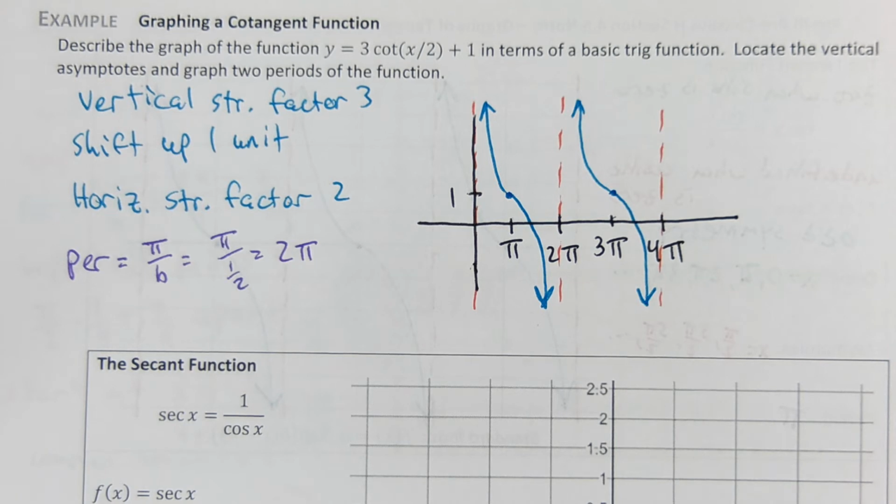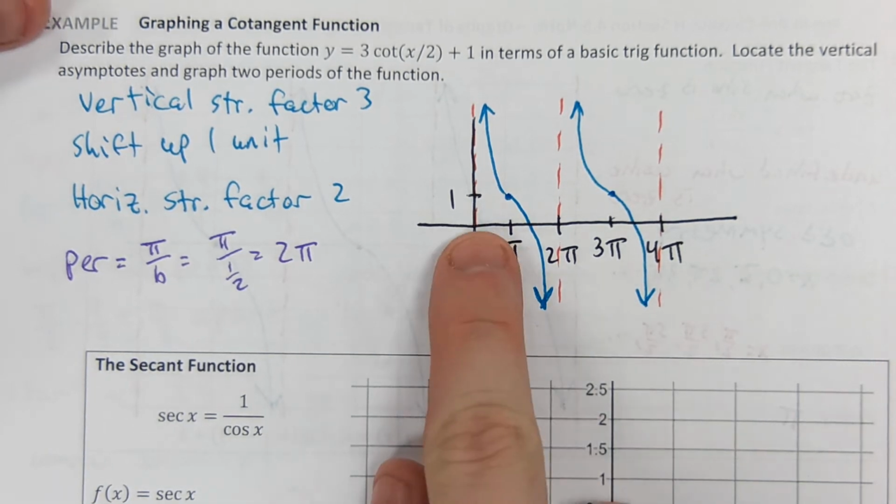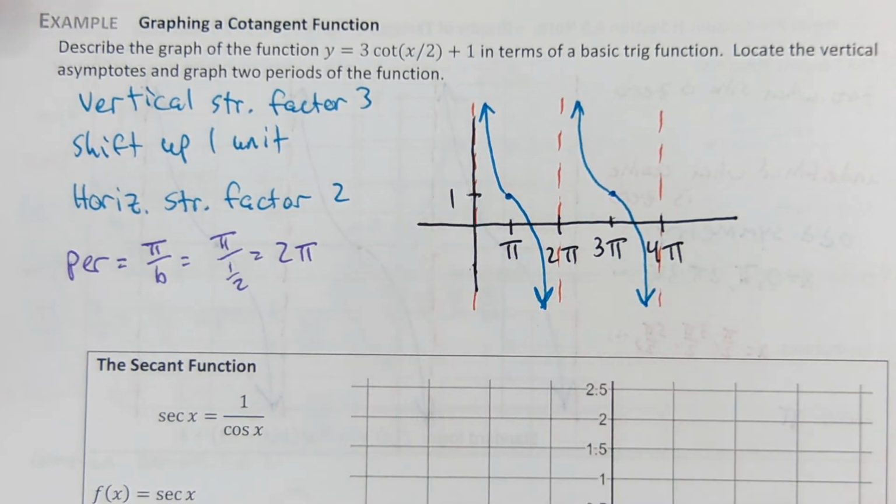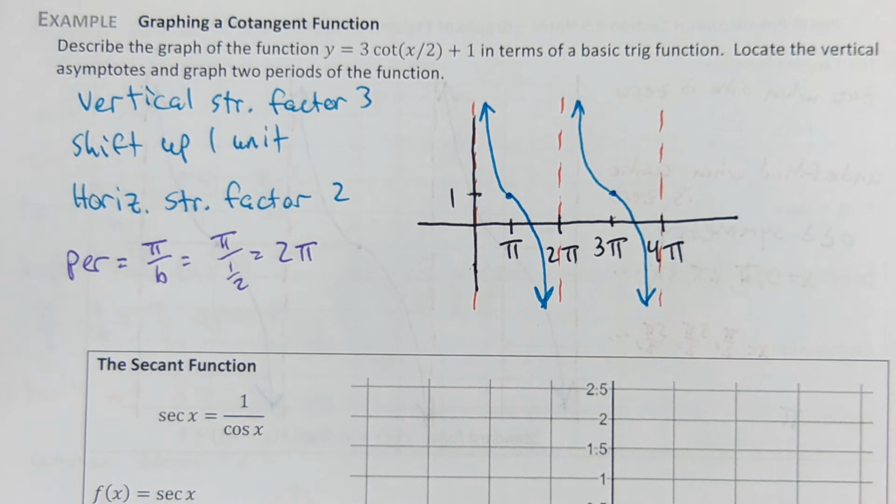Because tangent and cotangent are both positive in quadrant 1, right? The zone between the first asymptote and the first 0 represents quadrant 1. Since we're positive in quadrant 1, we're above that middle number.